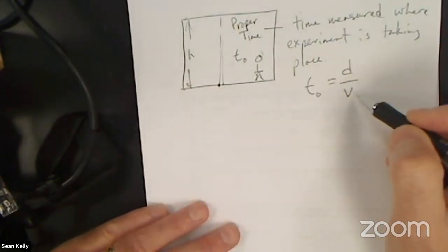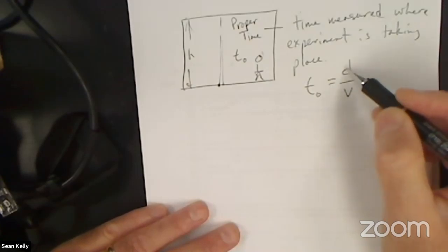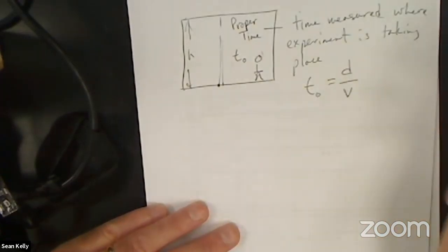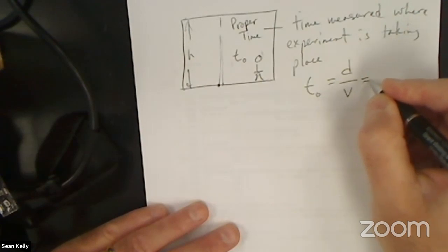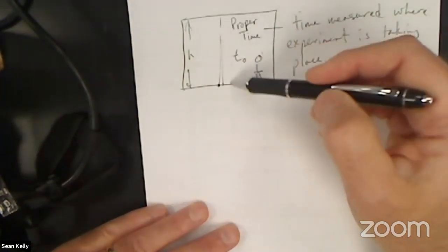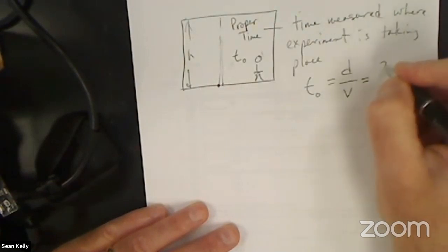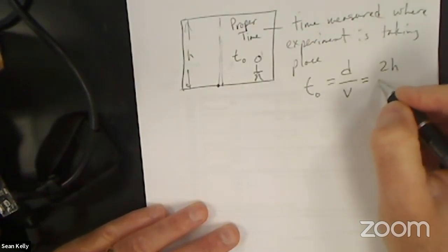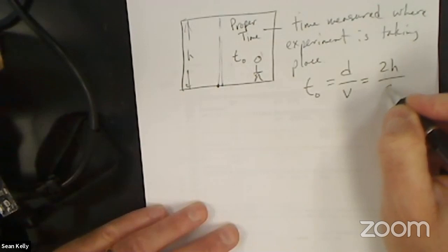100 miles away at 50 miles an hour, it takes you 2 hours, okay? So this is a pretty simple calculation. But in this case, the light is going to move up a distance h and then back down a distance h. It's going to go 2h. And how fast is it moving? Well, it's moving at the speed of light.